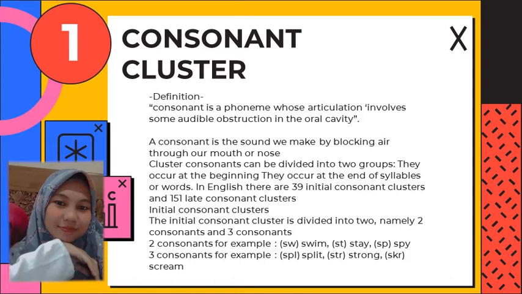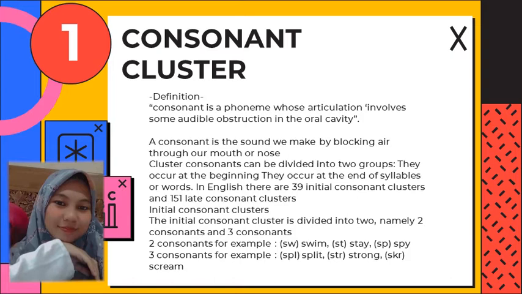Consonant cluster. Definition. A consonant is a phoneme whose articulation involves some audible obstruction in the oral cavity. A consonant is the sound we make by blocking air through our mouth or nose. Cluster consonants can be divided into two groups. They occur at the beginning or at the end of syllables or words. In English, there are 39 initial consonant clusters and 151 final consonant clusters.